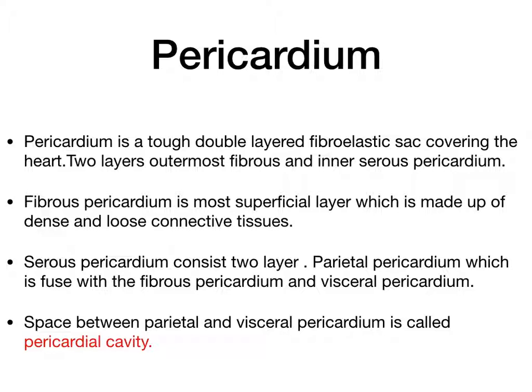It has two layers. The outermost layer is the fibrous pericardium and the innermost layer is called the serous pericardium. The fibrous pericardium is the most superficial layer, which is made up of dense and loose connective tissue. The serous pericardium consists of two layers: the parietal pericardium, which is fused with the fibrous pericardium, and the visceral pericardium, which is also called the epicardium. The space between the parietal and the visceral pericardium is called the pericardial cavity.